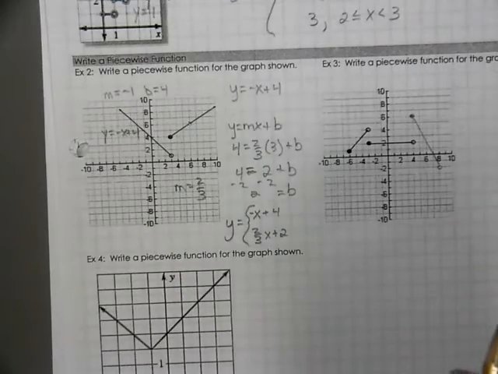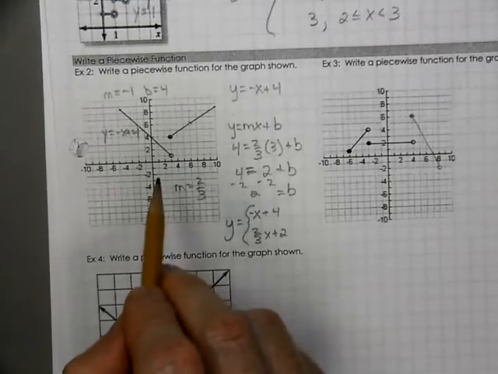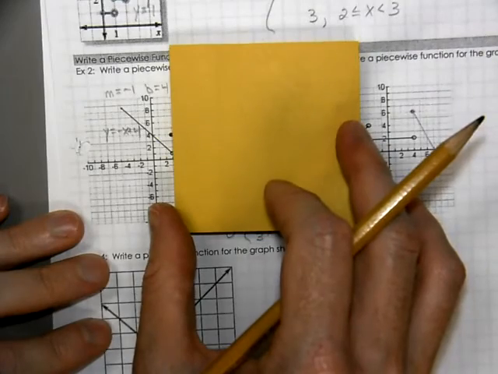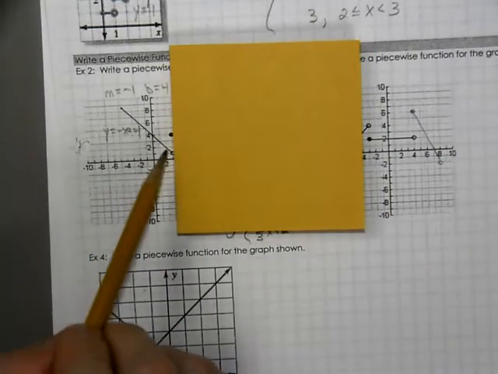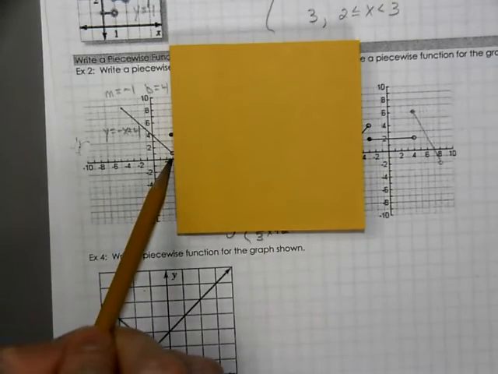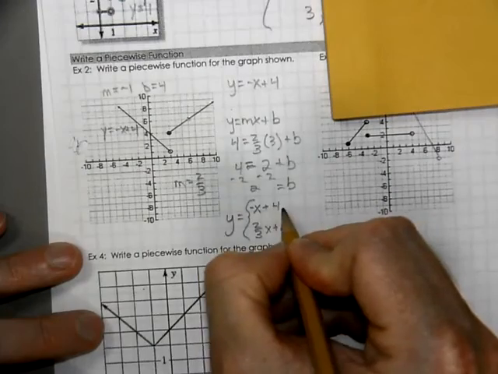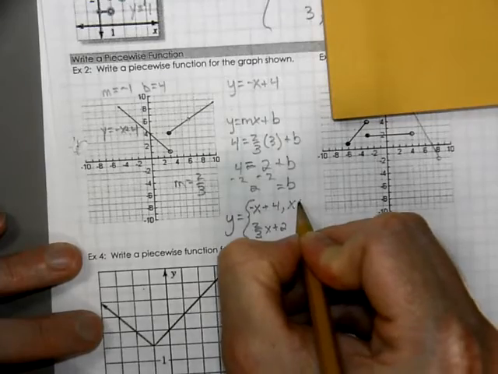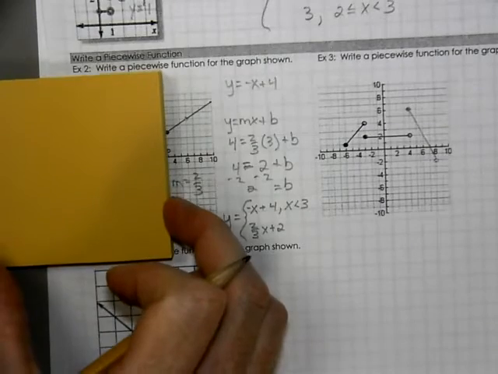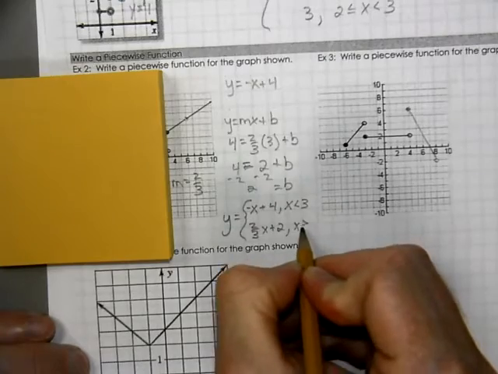Now the domains. When are we on this equation? It looks like we're on this equation whenever we're looking to the left, which is less than 3. So we're on this equation when x is less than 3. Seems like we're on that equation whenever we're greater than or equal to 3.